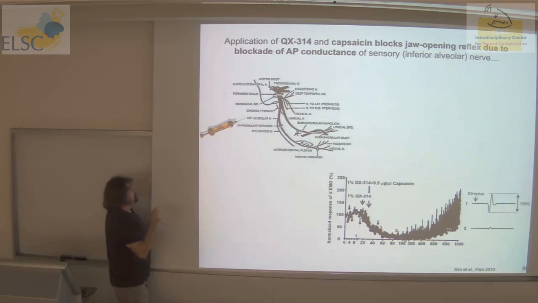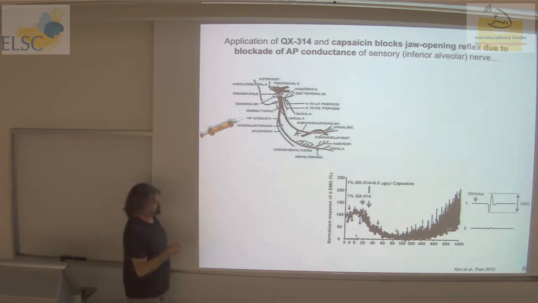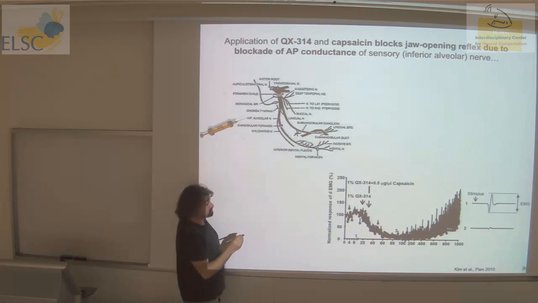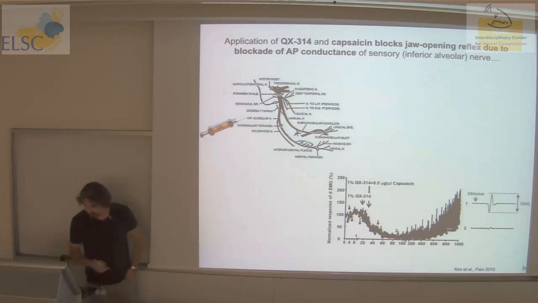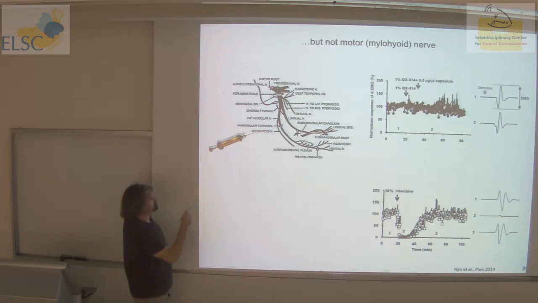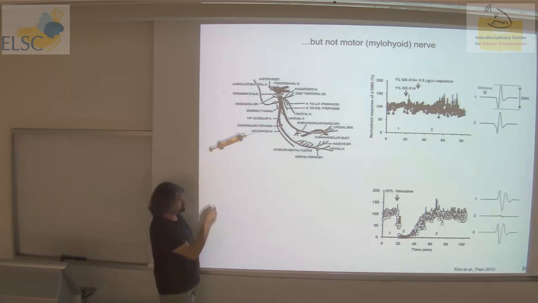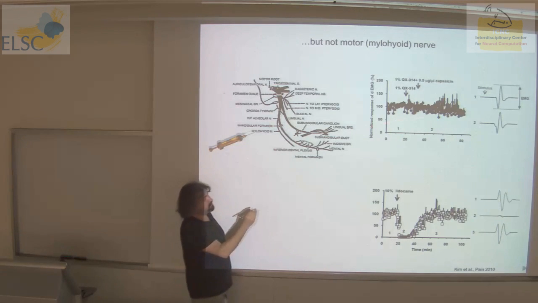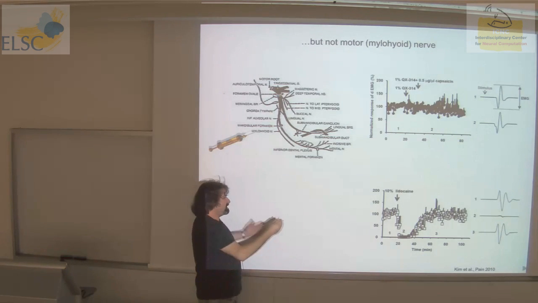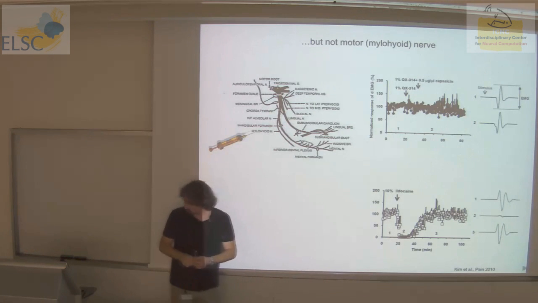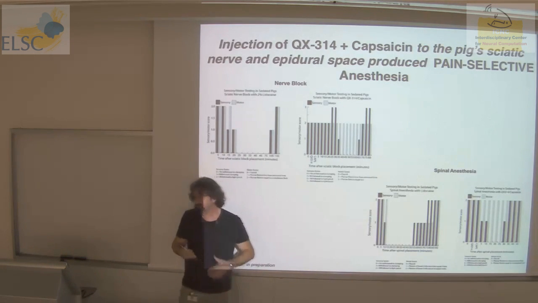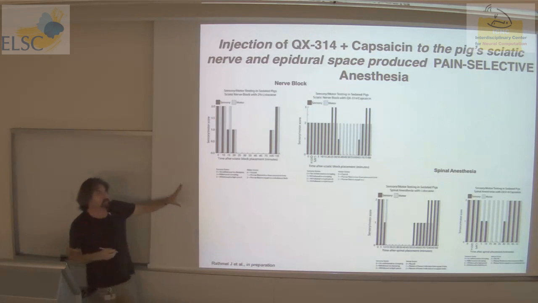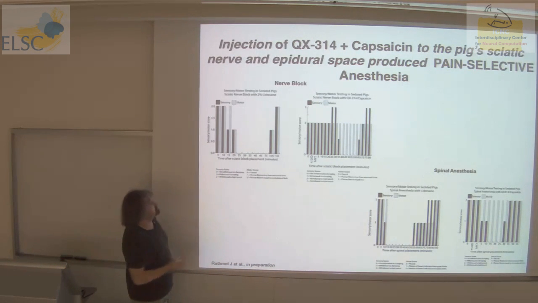We then applied capsaicin with QX to the sensory component of the reflex. And when we apply capsaicin with QX to the sensory component, the reflex disappears. But when we applied capsaicin with QX to the motor component, to the mylohyoid nerve, which is responsible for the motor response, the reflex remained the same. Application of lidocaine blocks everything. We also performed a variety of experiments on different animals, including large animals, because it's much more relevant to humans.